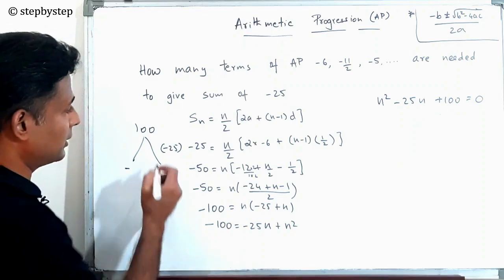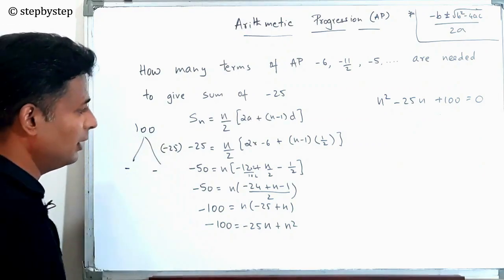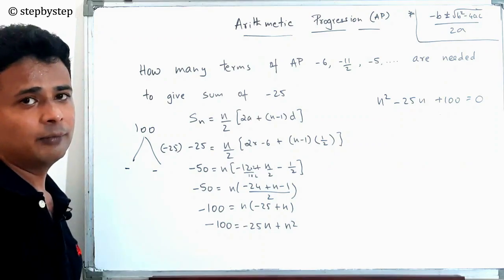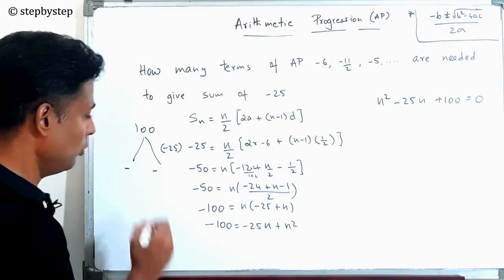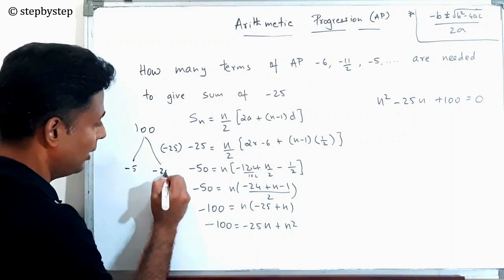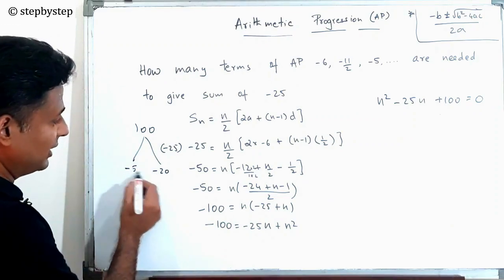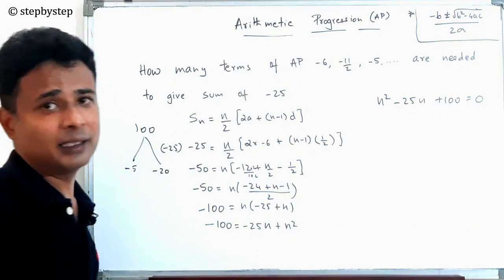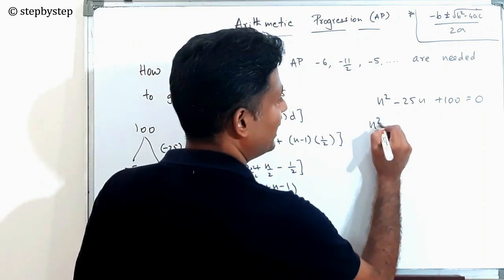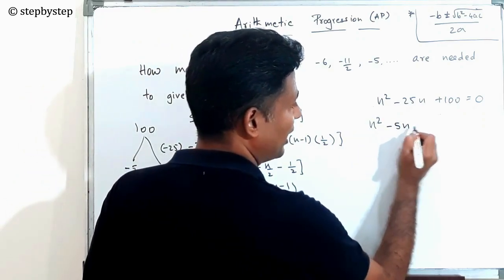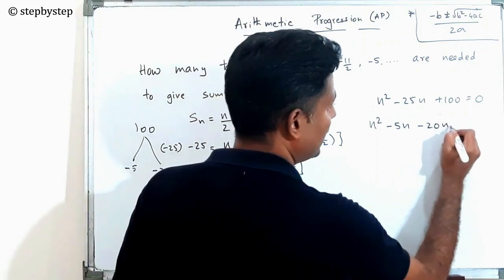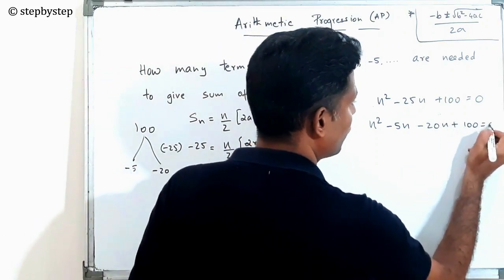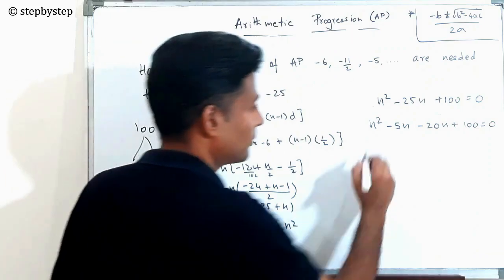Now, which are the two numbers which when you add, you get minus 25, and when you multiply, you get 100? 20 into 5. So minus 5 and minus 20. Minus 5 into minus 20, 100. Minus 5 minus 20, minus 25. So I am splitting the middle term: n square minus 5n minus 20n plus 100 equal to 0.